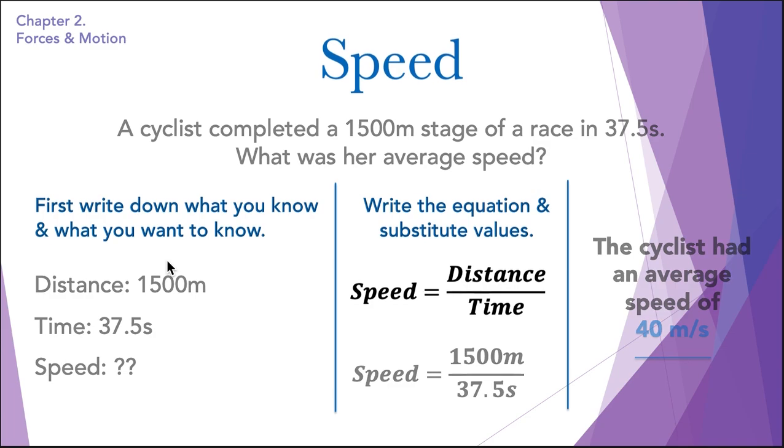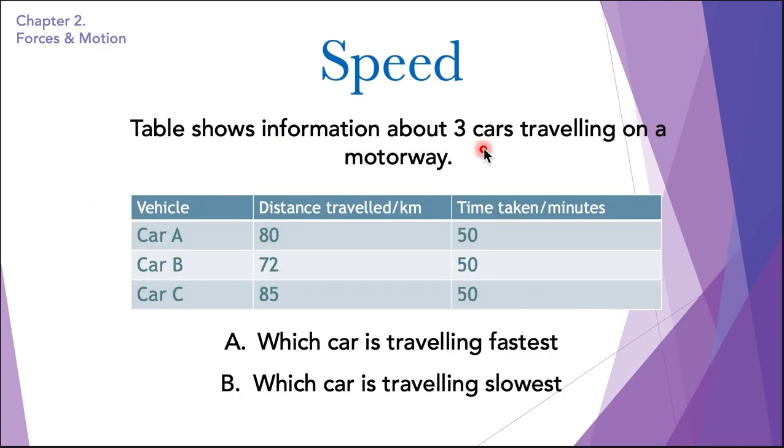Now let's answer a different type of question. The table shows information about 3 cars traveling on a motorway. This is the table. Now the questions are, which car is traveling the fastest and which car is traveling the slowest? So let's take a look at this table first. Vehicle A has a distance covered 80 kilometers in 50 minutes. Now, to find out which car is traveling the fastest, we're going to write down our speed distance time equation and divide the distance with its time. Each car will have its own speed, and the car which has the greatest speed is traveling the fastest, and the car which has the lowest speed is traveling the slowest.